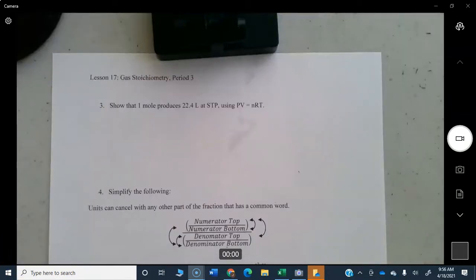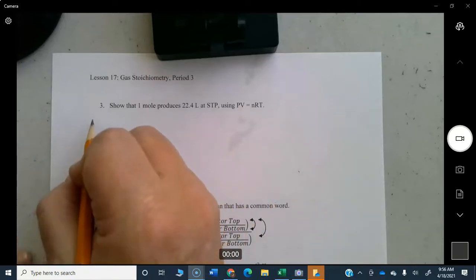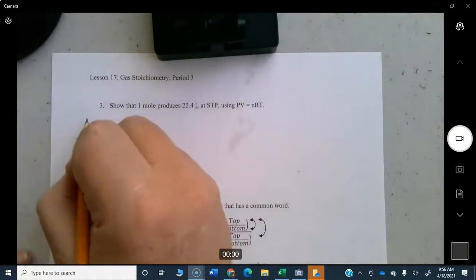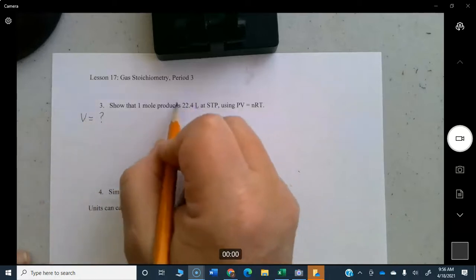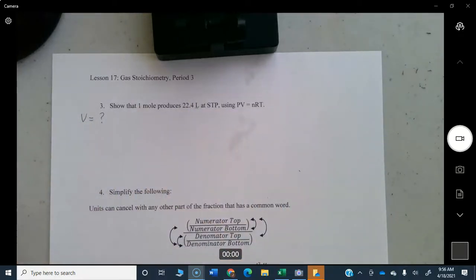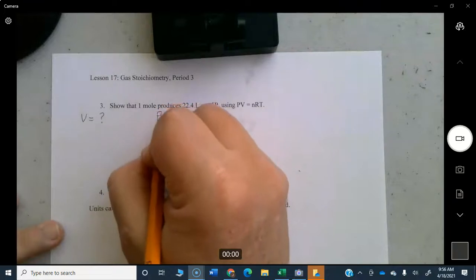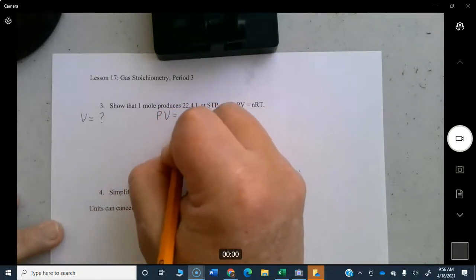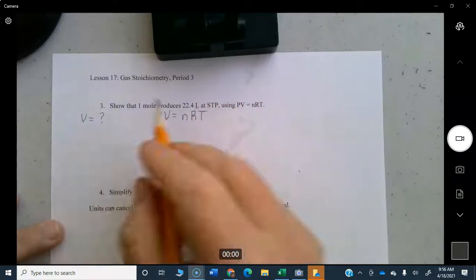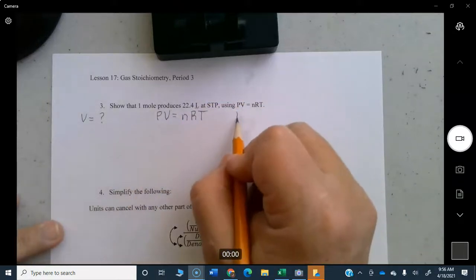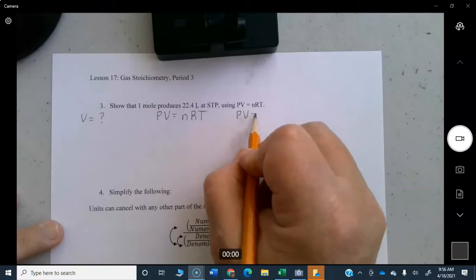Okay, for number 3, it's just a simple proving to yourself that 1 mole of any substance at standard temperature pressure equals 22.4 liters. So we're going to say we don't know how many liters it is. So we're going to put volume equals some unknown number. We know what it is, but we're going to assume we don't. We're going to use the formula PV equals nRT, which if we solve that, we're trying to find volume, so we divide both sides by P.